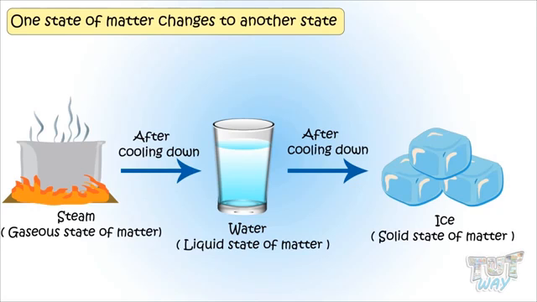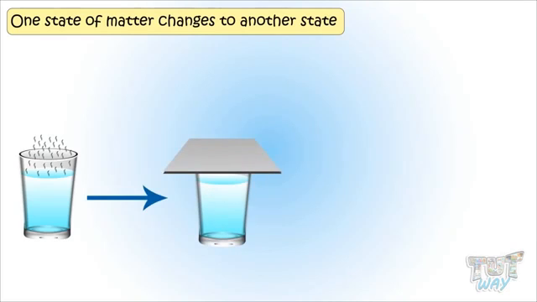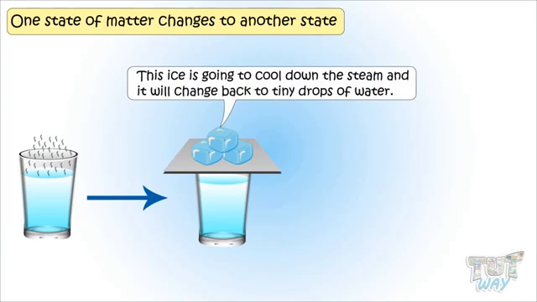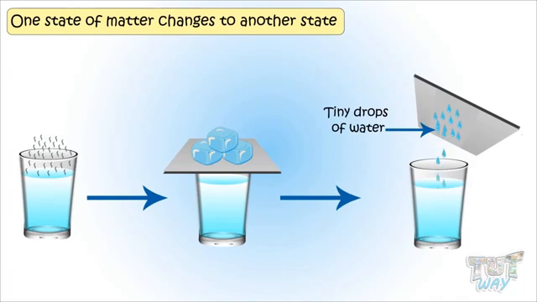Let's see it with an experiment. Take a glass of hot water from which steam is coming out. Now place a lid to cover it. And put some ice on the lid. This ice will cool down the steam, and the steam changes back to tiny drops of water that you can see on the lid.